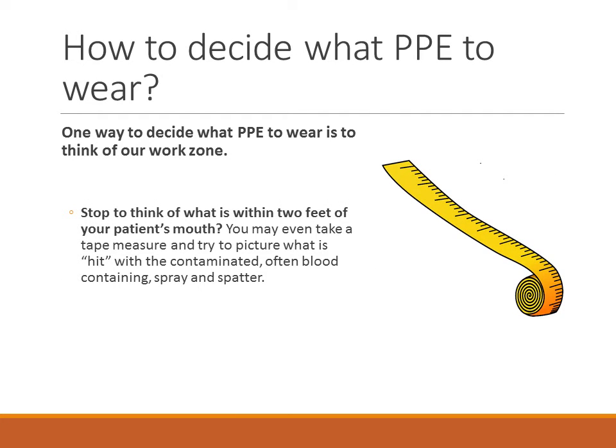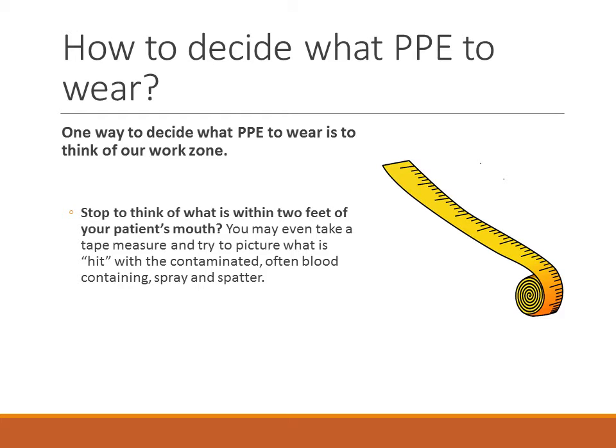So how do we decide what PPE to wear? One way to think of it is to decide what is within the 2 foot zone of your patient's mouth. So stop and think, okay, what is within this 2 foot zone of my patient's mouth? You might even take a tape measure and try to picture what is hit with the contaminated, often blood-containing spray and spatter.